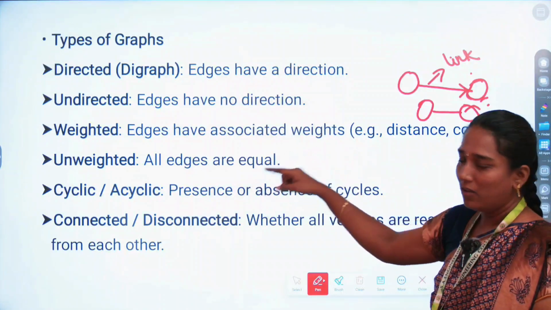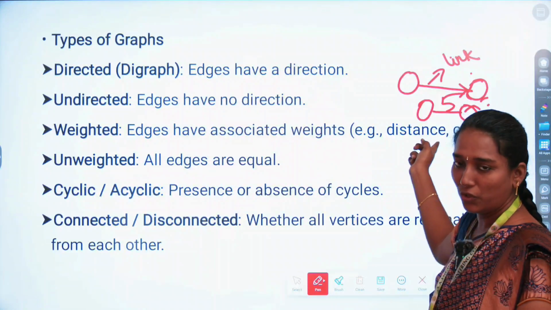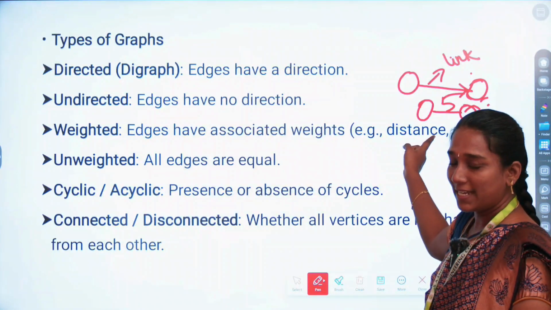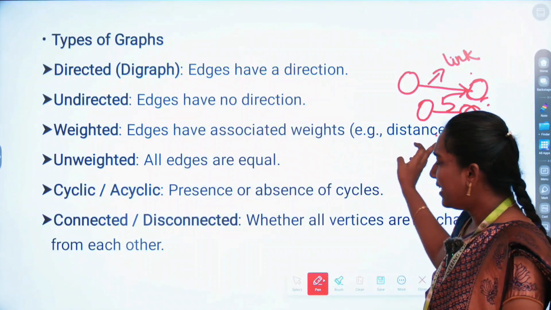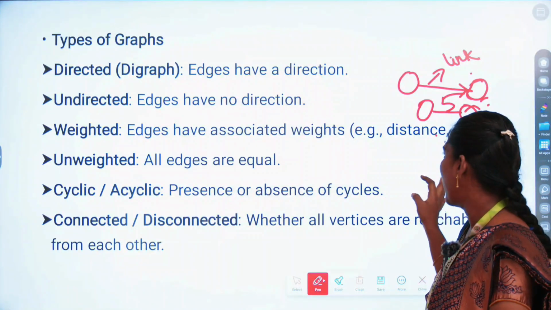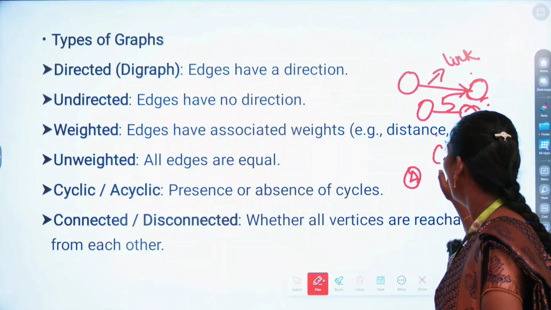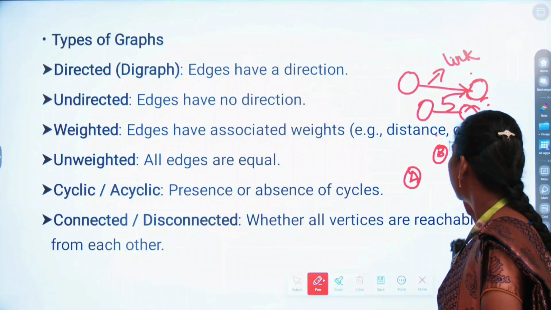And next is weighted. Weighted is where we allot some weight on the edge between one node and another node, and we call it a weighted graph. Unweighted, we do not allot any cost or distance, no values are assigned. Cyclic is nothing but, let us consider here 3 nodes A, B and C.